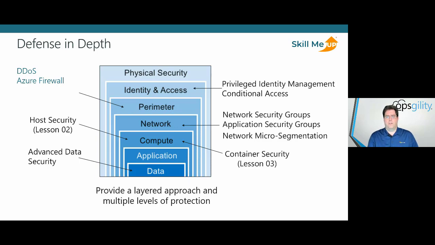Now we'll get into some other services around perimeter, network, compute, applications, and data as we go through here. We'll talk about some of these services, like DDoS protection, Azure Firewall, network security groups, application security groups, host security, container security, and advanced data security. We'll look at all of these at a high level in a few minutes as we talk through that platform level of protection, which really starts getting into the compute and the networking levels.